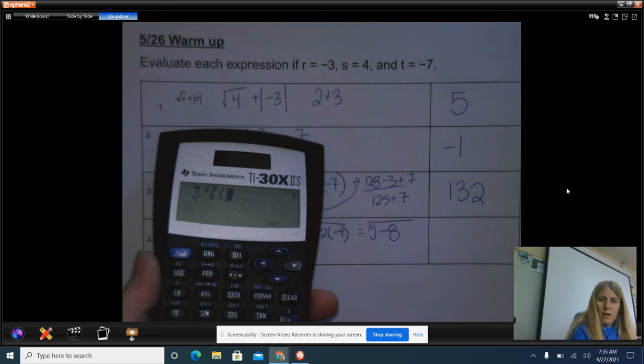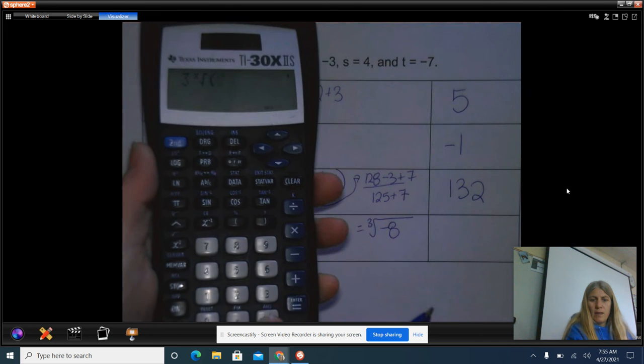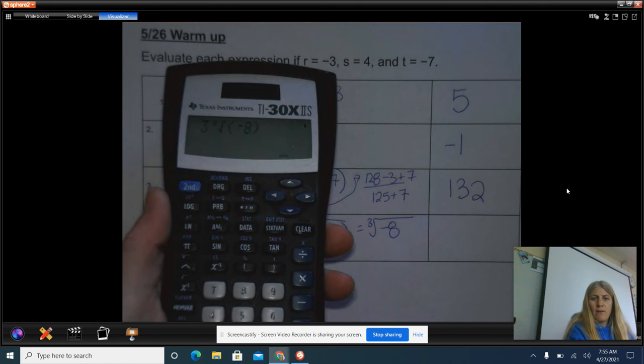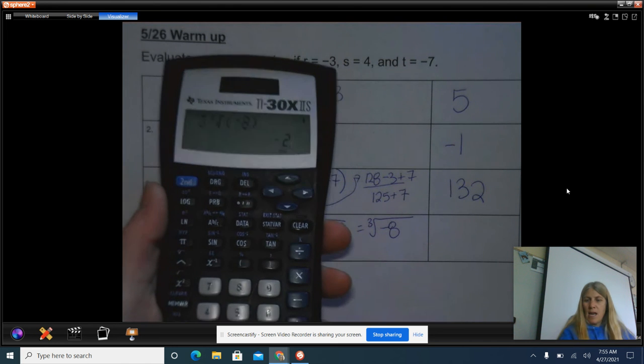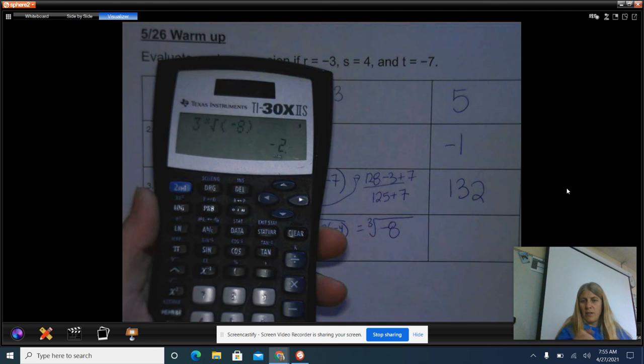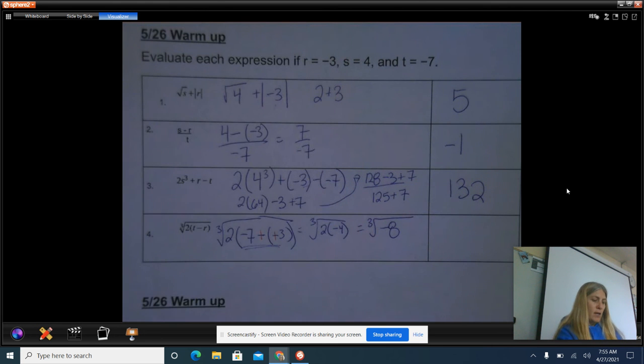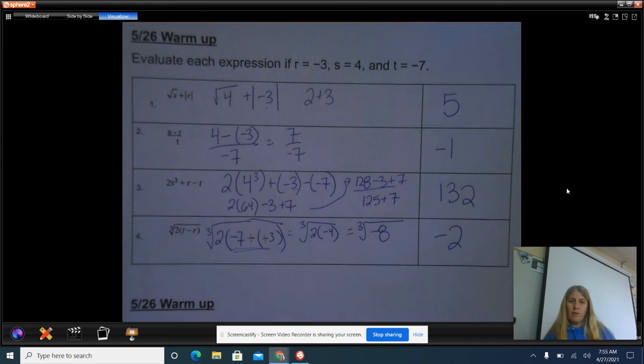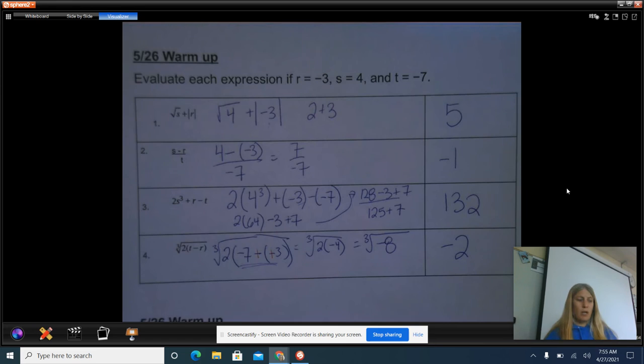And then we want to make sure we put our -8 in parentheses. Make sure you're using the negative button, not the minus button. And that, of course, is going to be -2. That's because -2 times -2 is 4, times -2 again is -8. So our answer is -2. So you just have to be careful because there's lots of signs, and make sure that you are following that order of operations.